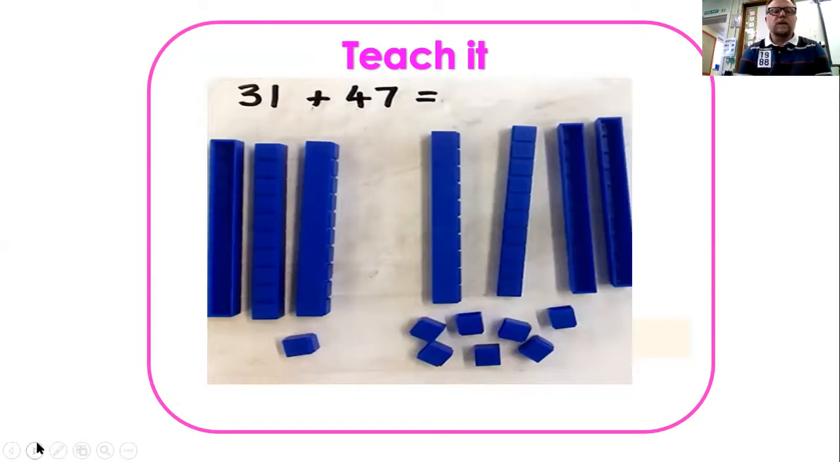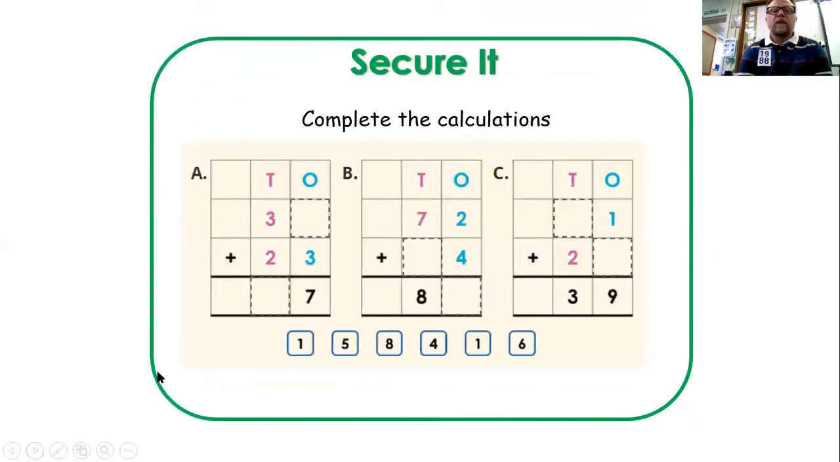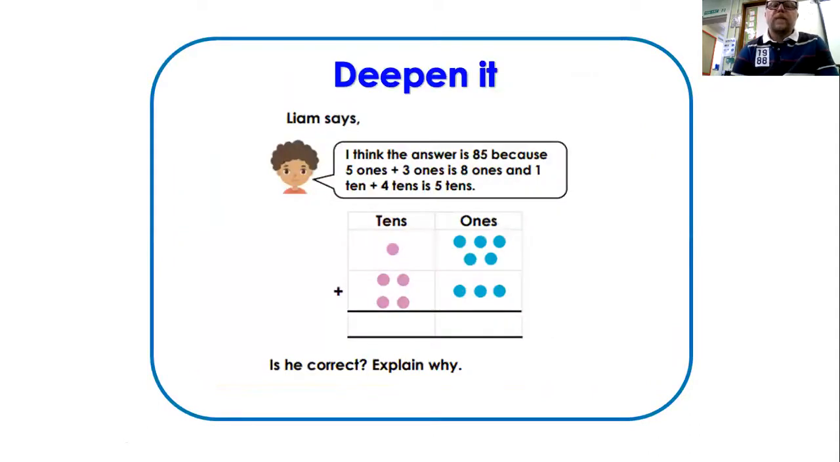Once you've got the do it done, if you've understood today's work, you may be able to do the secure it, because there were some column addition questions with missing numbers. You should be able to work out which numbers need to go in the empty spaces. And the final question today is deciding whether Liam is correct or not. Looking at his tens and ones, his is more like face value counters. His tens aren't 6 like ours, but you should still be able to understand that question. And hopefully decide how to explain if he's correct or not.